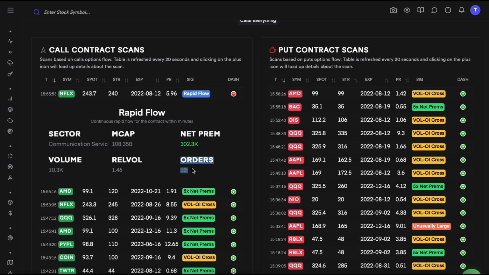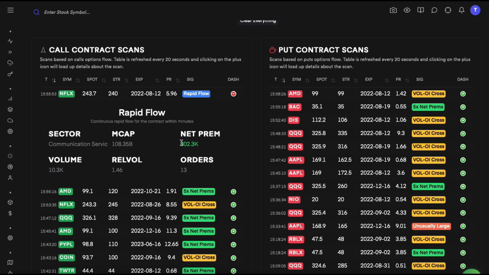So let's say we see this Netflix call contract that came in and there was rapid flow. How do you know if that rapid flow was buying of all of these calls or selling of all of these calls? That's what you can get from net premiums. For a call, and even for a put, the net premiums are the difference between bought positions minus sold positions. So if these net premiums are positive, then that means more calls were being bought here. If this was a negative value, then that would mean this rapid flow was actually selling of calls, not buying of calls.